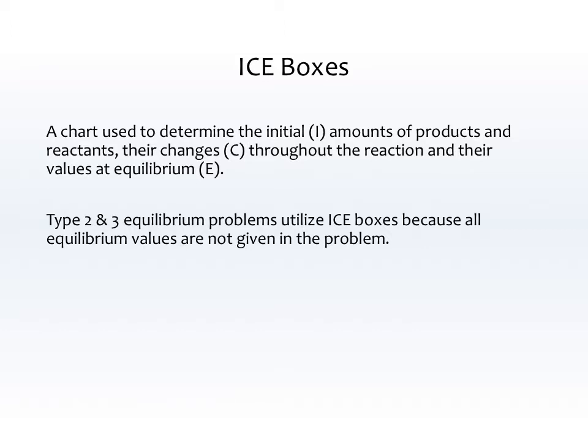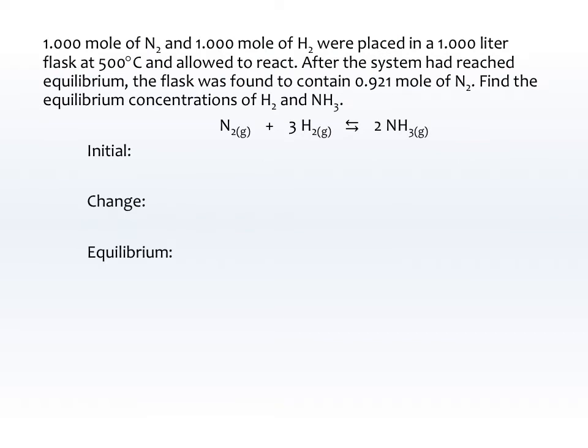An icebox is a chart that's used to determine the initial amounts of products and reactants, their changes throughout the reaction, and their values at equilibrium. Type 2 and Type 3 equilibrium problems utilize iceboxes because all of the equilibrium values are not given in the problem. So we're missing some information. So we're going to have to figure out initially what was there, what the change was, and at equilibrium what's left. So here's our first example.